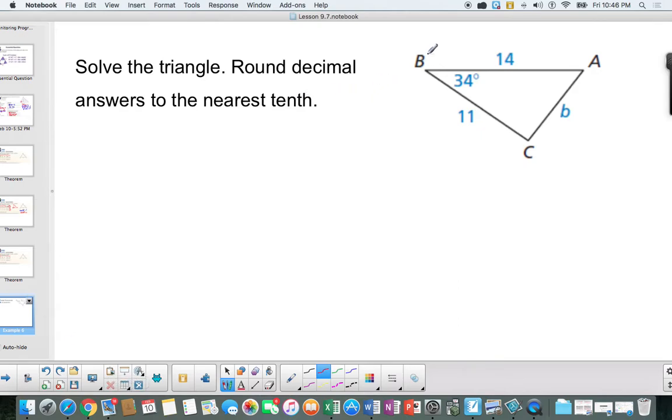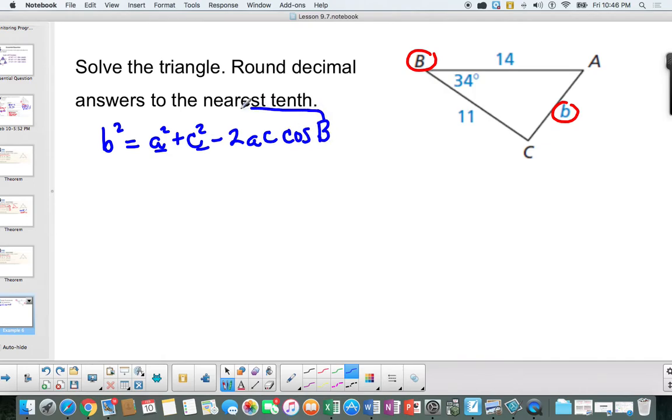And notice that I have angle B and I'm looking for side b. So I'm going to write side b squared equals, now the other two sides are a squared plus c squared minus 2 times, I'm going to use these two letters, a times c times the cosine of angle B, because angle B is opposite this side here. So I'm going to put all my numbers in. b squared is equal to 11 squared plus 14 squared minus 2 times 11 times 14 times the cosine of B.